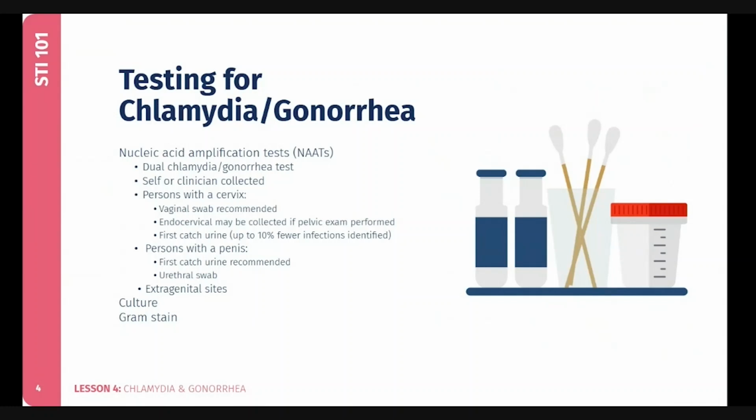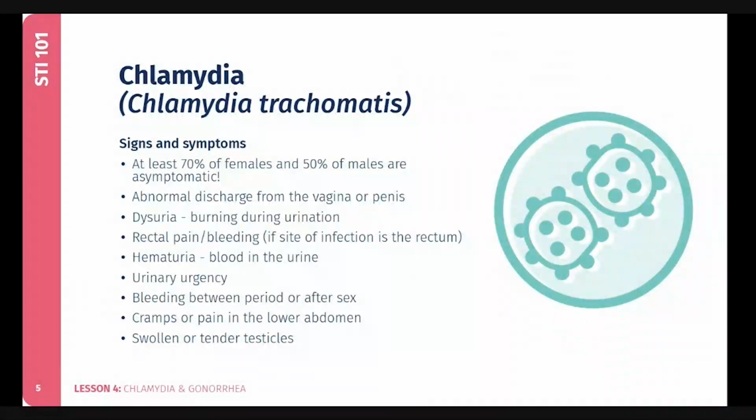Gram stains are less sensitive and would not meet the case definition for a confirmed case of gonorrhea, but they would be sufficient to meet the case definition for probable. We'll explore case definitions in more depth later. Now let's take a look at chlamydia.